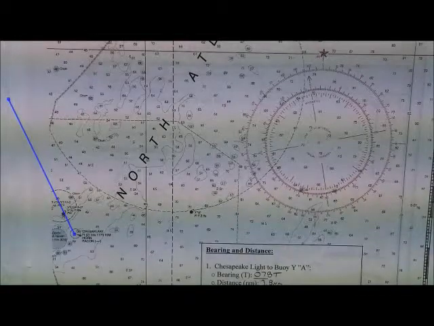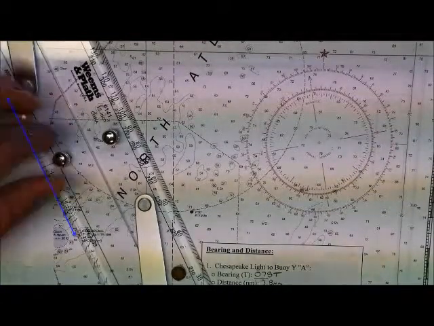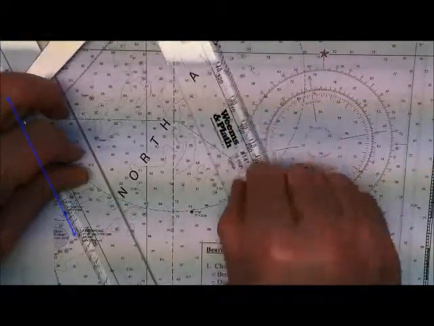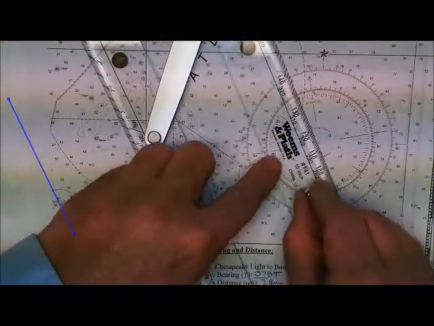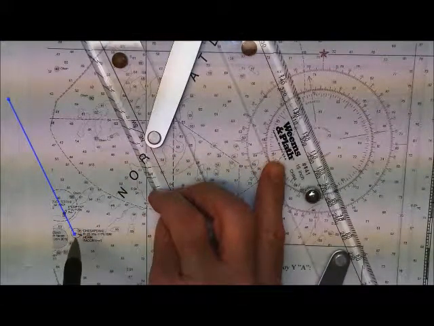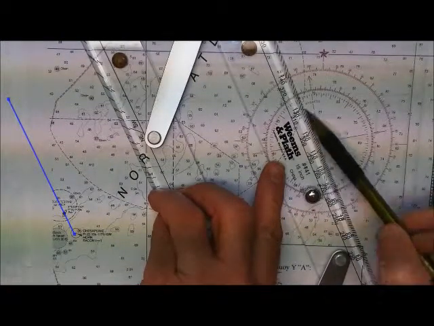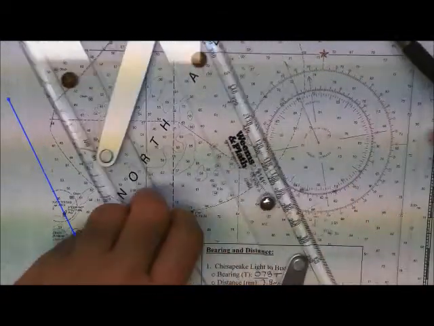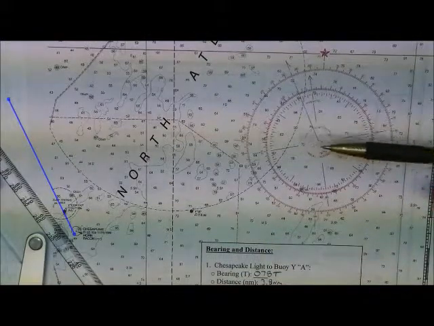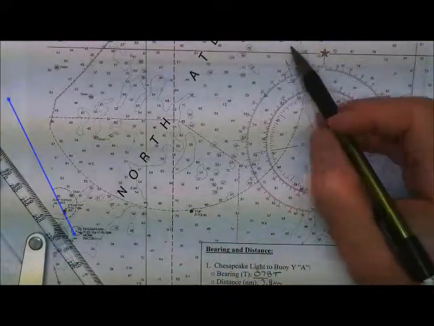Okay, now this time I'm going to use the compass rose. And then I'm going to walk it over to the nearest compass rose. Now I'm going from the Chesapeake Light that way, so the northwest direction. So I'm going to go from the compass rose in the northwest direction. I put a little flag or an arrow, and then I just need to read the outer ring, and I come up with 335 true.